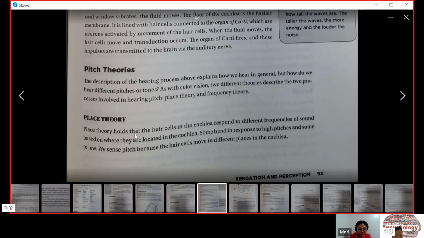Place theory holds that the hair cells in the cochlea respond to different frequencies of sound based on where they are located in the cochlea. Some bend in response to high pitches and some to low. We sense pitch because the hair cells move in different places in the cochlea.